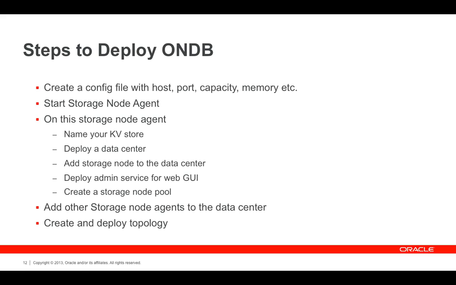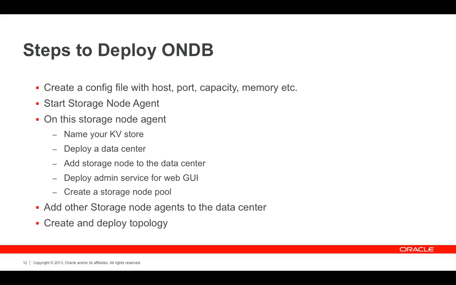At this point, we add the other storage node agents to the data center. So in our example with Amazon, we'll be adding 3 machines. So in this step, I'll be adding machine 2 and machine 3 to the data center. The last step is creating and deploying this topology. So this is basically the layout of our cluster. So in this step, we'll be saying that this topology has 3 shards. Each shard has 3 replication nodes. Let's deploy it. At this point, the data store becomes functional.